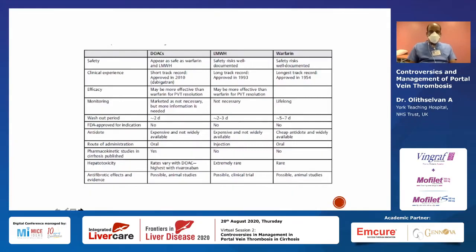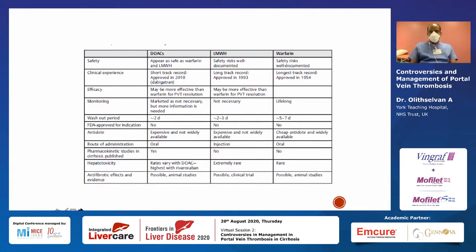Just to compare these drugs, you have the direct acting as a group, low molecular weight heparin, and the warfarin, 3 groups. With the direct acting, the experience is much smaller than the other 2. It looks much more efficacious than the other 2 groups. The washout period is only about a couple of days. The route of administration is oral, which is much easier. There seems to be hepatotoxicity, especially as the liver worsens.